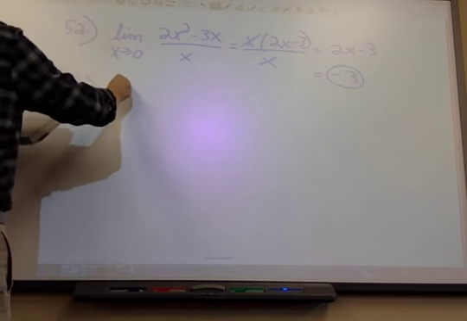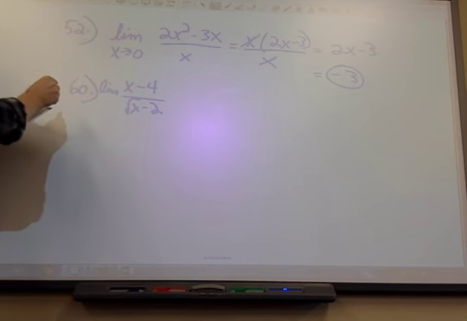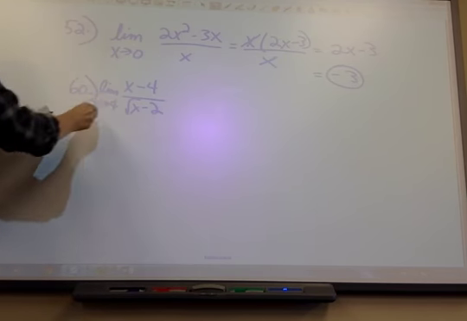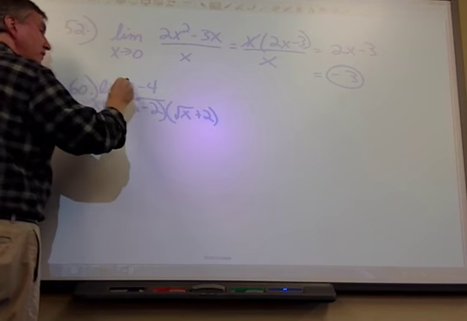60 says x minus 4 over square root of x minus 2, and they want to find the limit as x approaches 4. Well, you know if I plug 4 in, I've got an indeterminate form. But what the hint in number 60 says is try to multiply by the conjugate of that radical expression. So what if I multiply by square root of x plus 2, top and bottom?